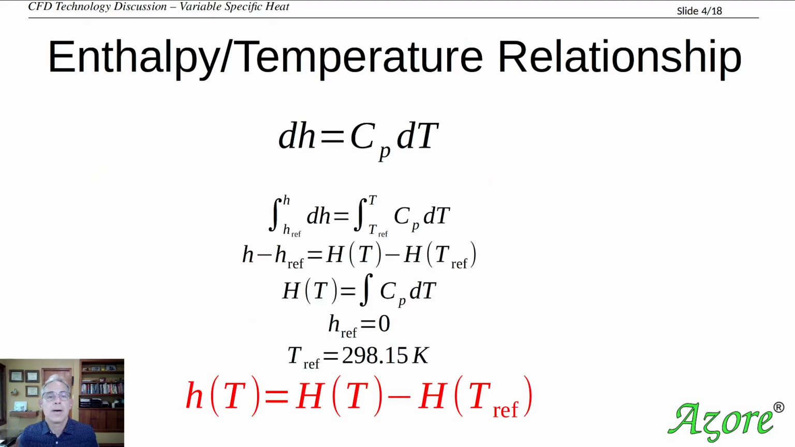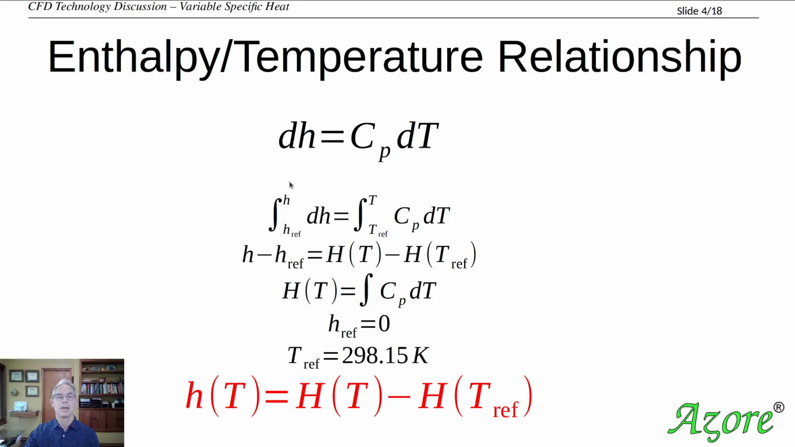Now, the relationship between enthalpy and temperature uses the specific heat. This is the basic relationship where H is our enthalpy, Cp is the thermal capacity, a material property of sorts, and then our temperature changes. So changes in temperature multiplied by our specific heat give us changes in enthalpy. And we can perform an integration of this differential relationship to get an algebraic relationship for the enthalpy.